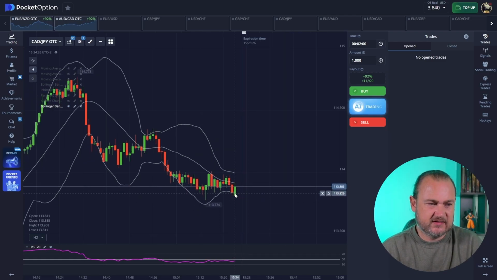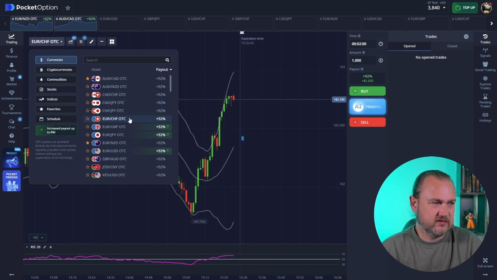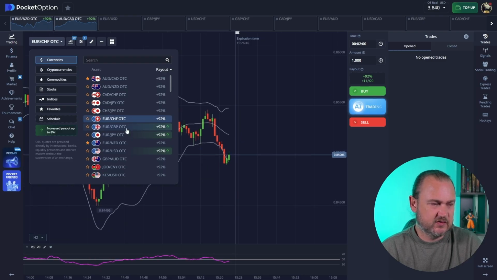This could have been a nice sell. If this candle came down more, it would have been a good sell opportunity. Okay, we're not going to spend time on stuff that could have been. Let's see if we can find something to trade.